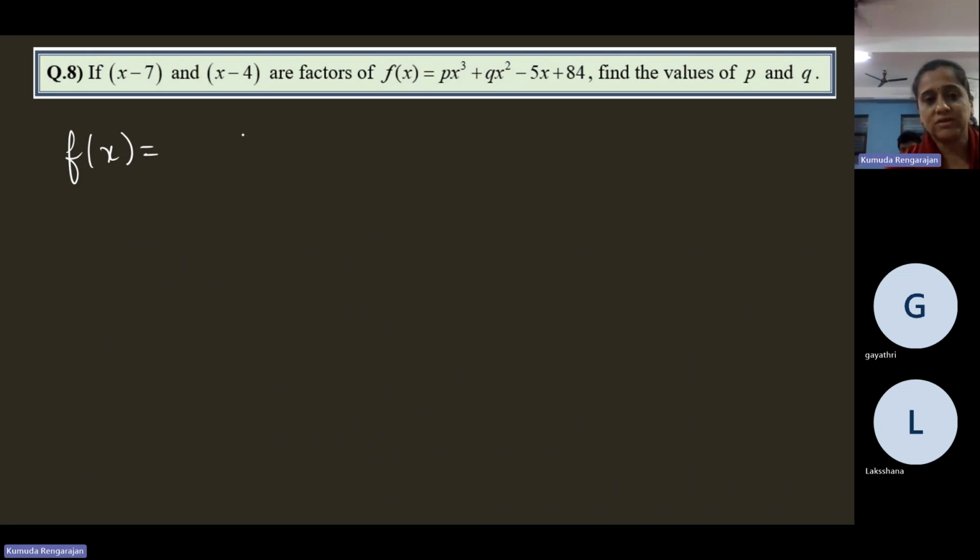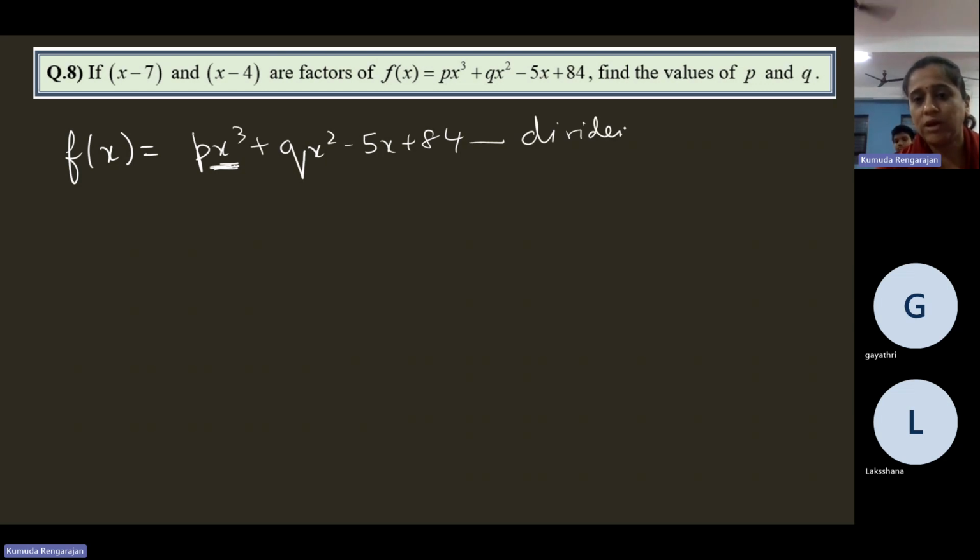So f of x is px cubed plus qx squared minus 5x plus 84. So it's a cubic polynomial, right? Because the highest power of x is 3. So this is the dividend polynomial. Now we have two divisor polynomials, one x minus 7 and the other x minus 4.